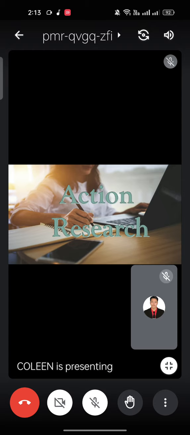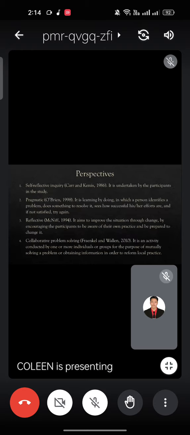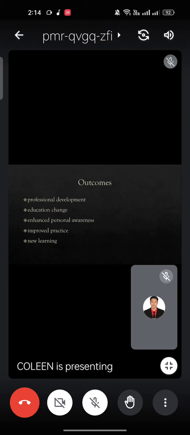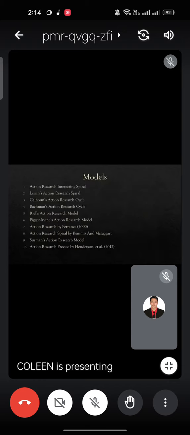You will be enlightened about other aspects of action research if you will be exposed to the general concepts, perspectives, outcomes of action research, forms and varieties of action research, and the different models, which in your assignment will be illustrated and described.